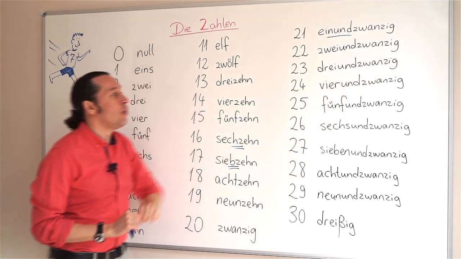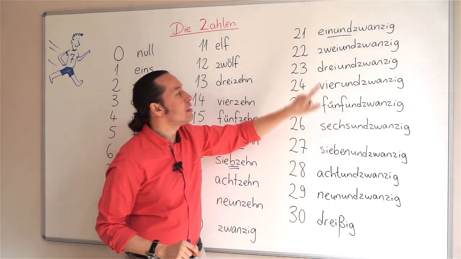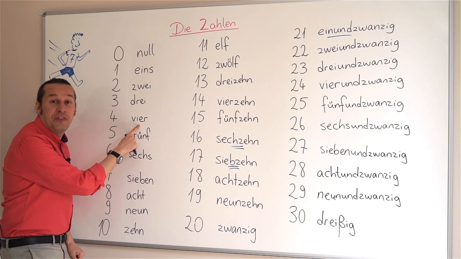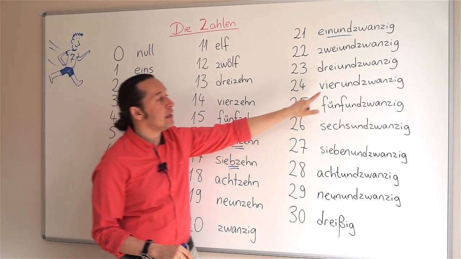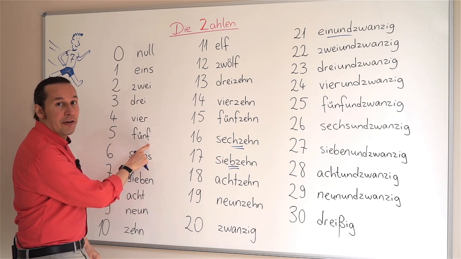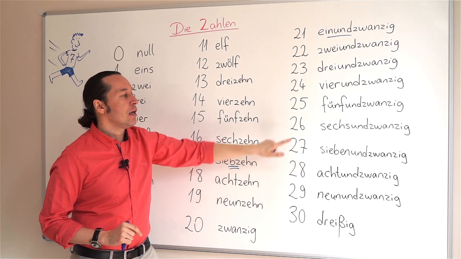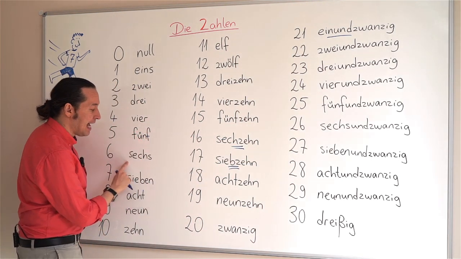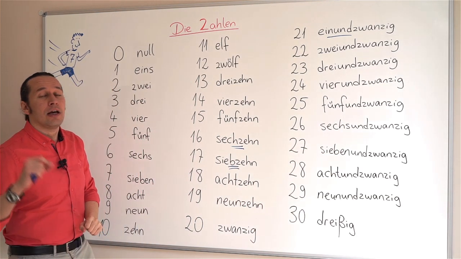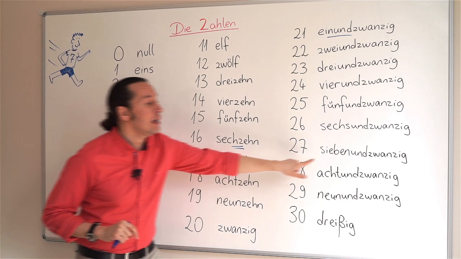So what if I say 23? Drei stands for 3, dreiundzwanzig. What if I say 24? Vier stands for 4, vierundzwanzig. So 25, what would be that? Fünf, fünfundzwanzig. What if I say 26? Sechs, sechsundzwanzig. For 27, sieben stands for 7, siebenundzwanzig.